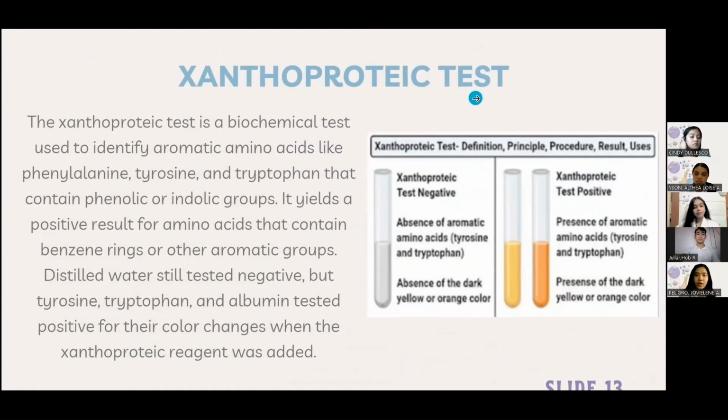Thank you, Ms. Castro. So, the xanthoproteic test is intended to determine the aromatic amino acids like phenylalanine, tyrosine, and tryptophan that contain phenolic or indolic groups. This test usually shows a positive result when it deals with amino acids that have benzene rings in their structures. So in this, colorless indicates that there is no presence of amino acids, and a yellow color or even an orange color may indicate that there is an existence of amino acids. So now let us observe and see the results that we have gathered.